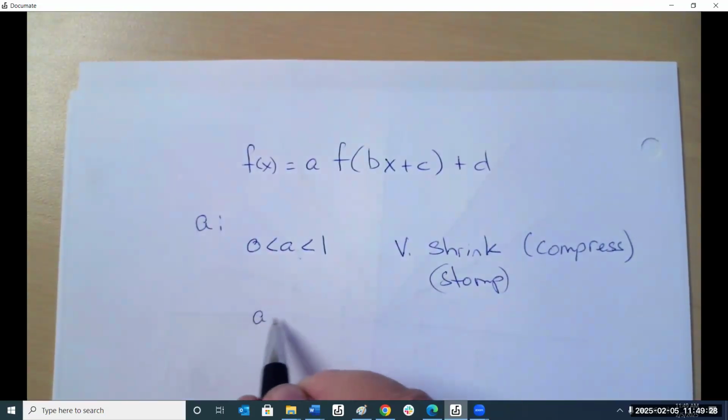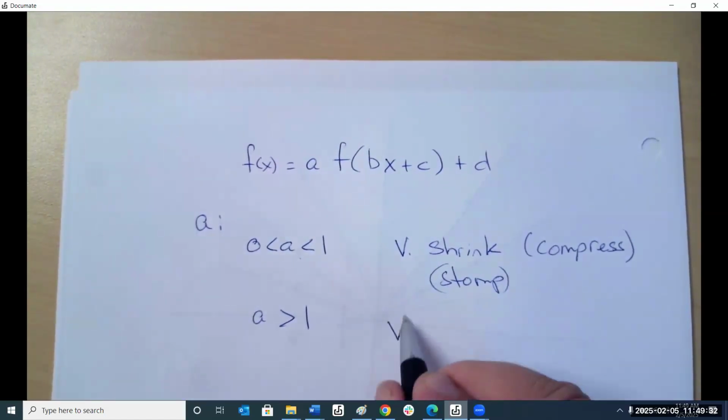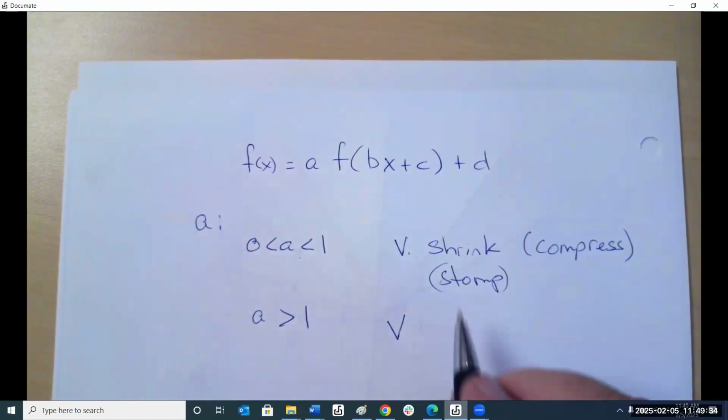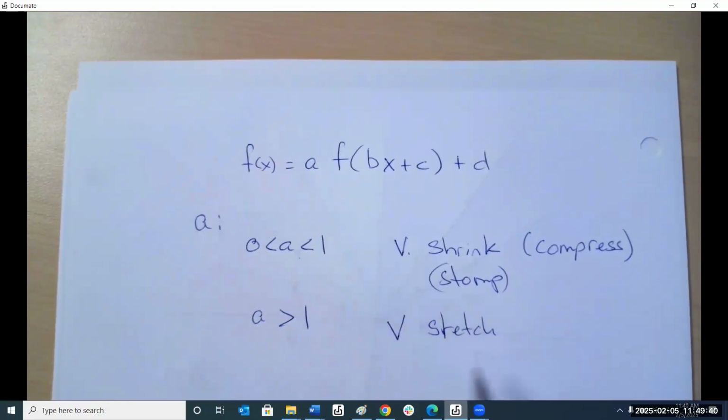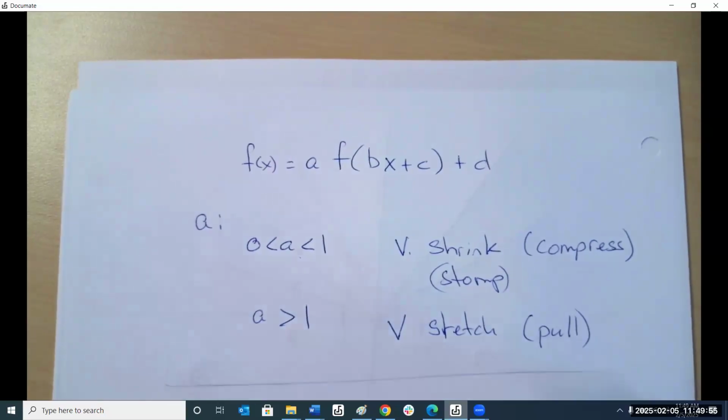If A is greater than 1, it's vertical. See, I don't like the word stretch. It's more like a vertical pull. You're pulling it up or pulling it down. So yeah, that's really good. Either you stomp on it, it gets flat, or you pull it and it gets skinny. That's what happens with A.